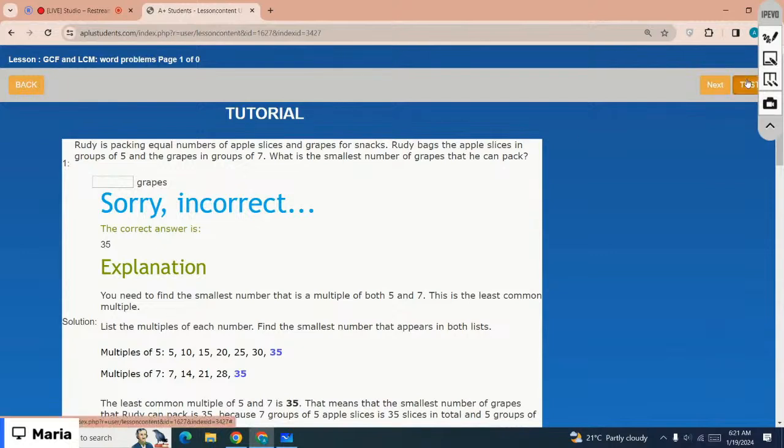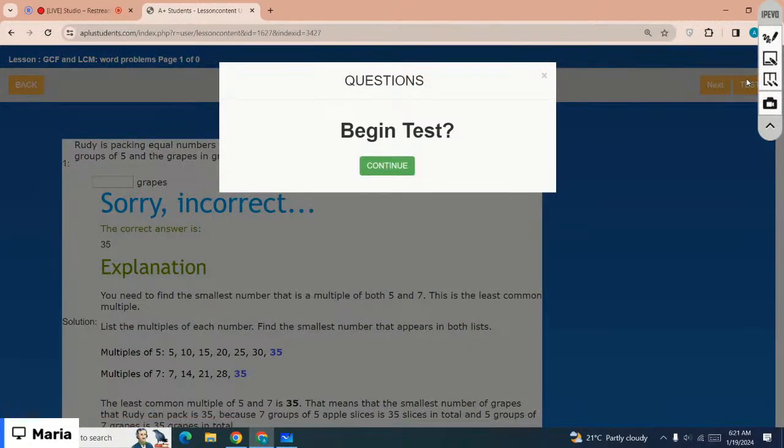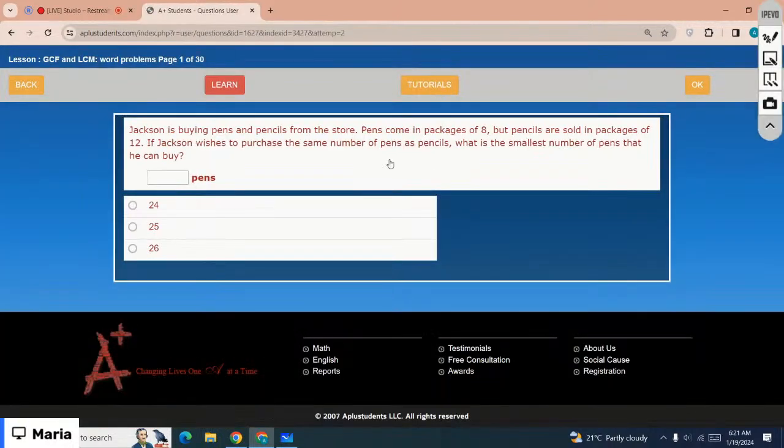So basically, from the questions, you have to identify if you have to find GCF or LCM, right? Okay, Jackson is buying pens and pencils from the store. Pens come in packages of 8, but the pencils are sold in packages of 12. If Jackson wishes to purchase the smallest number of pens and pencils, what is the smallest number of pens that he can buy?